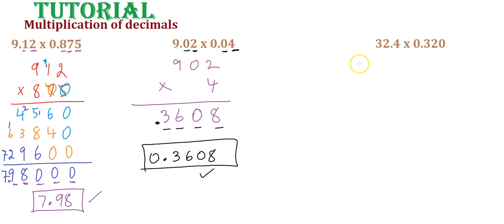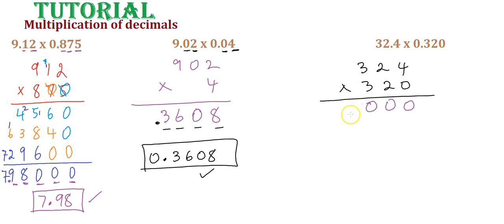The last question is 324 times 320. So let's solve that. These are all going to be 0. 0 times 4 is 0. 0 times 2 is 0. And 0 times 3 is 0. Finish with that 0. Hold the place. 2 times 4 is 8. 2 times 2, that's 4. And 2 times 3 is 6. So that's finished. So 0, 0, 0, 0.